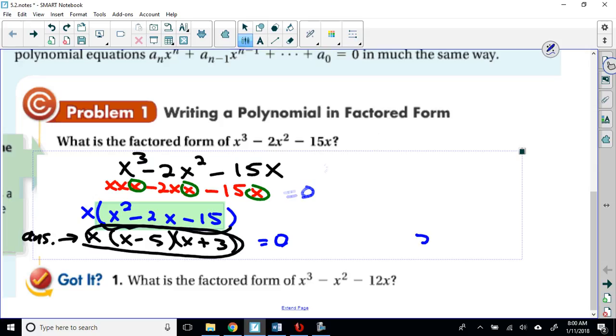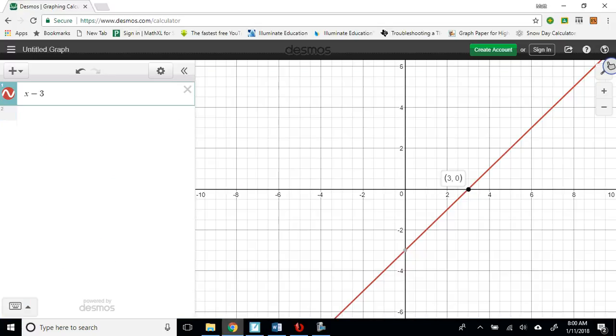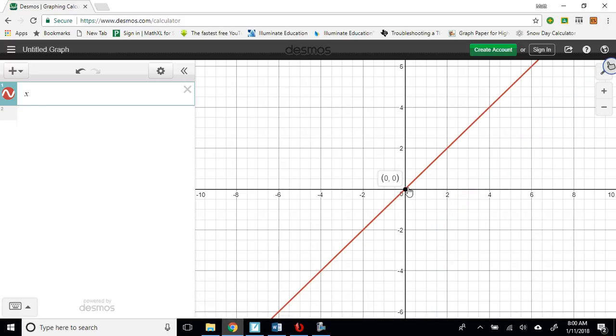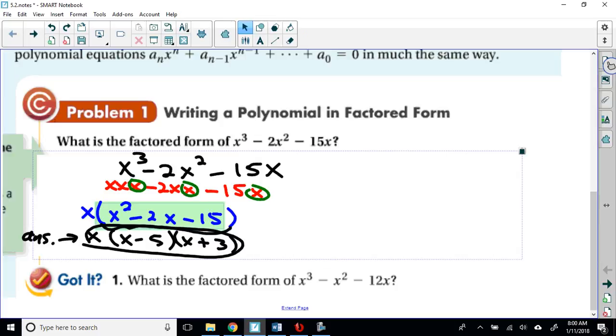5's one of them. Negative 3's one of them, and there's one more. Because of this x hanging out front, maybe we need to go to Desmos to find out. What happens if there's just an x? The x-intercept is 0, right? Okay. So it is important that x is written, because if we were solving this equation, this factor out here would tell us that one of the solutions is x equals 0. Now we're not solving this, but that's something to keep in mind for later on.